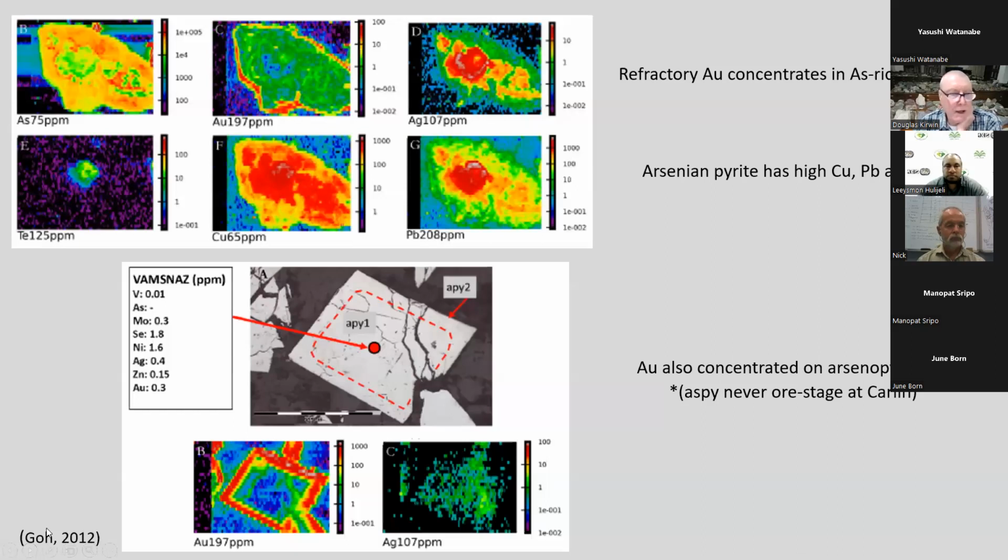So some laser ablation work that was done by Go in 2012 also showed that the gold mineralization is clearly focused around the rims of the arsenopyrite.